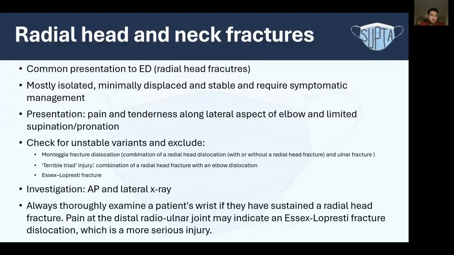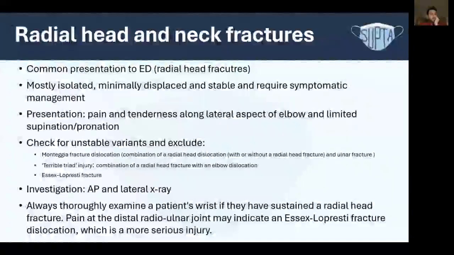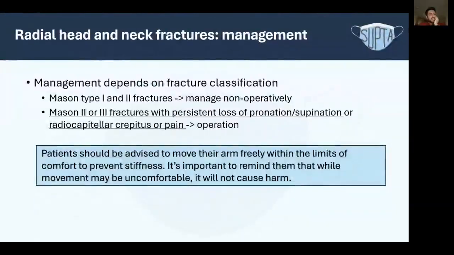What you always do with orthopedic and MSK examination is examine the joint above and below. And sometimes when you request X-rays, you also have to get the joints above and below X-rayed as well. Investigation is X-ray. Always thoroughly examine the patient's wrist to make sure there's nothing else going on. The management depends on fracture classification and how bad the fracture is. It is classified by the Mason criteria, if you want to have a look at it later.